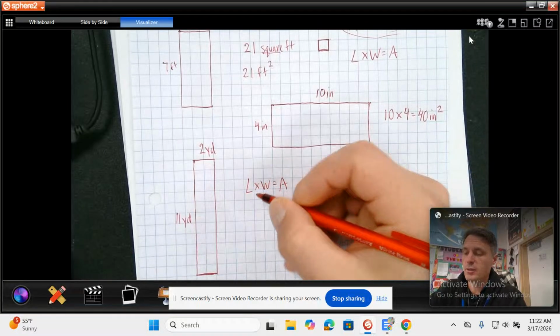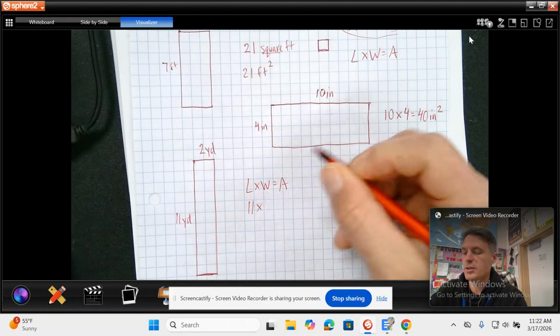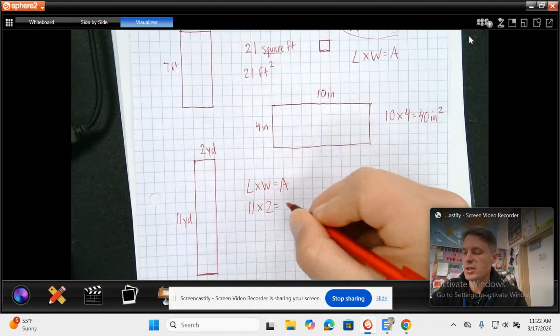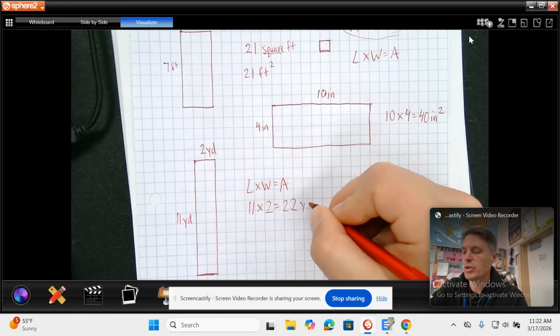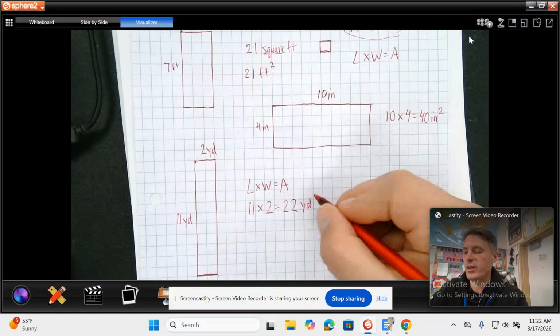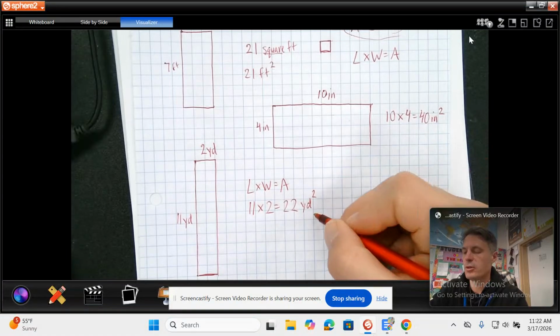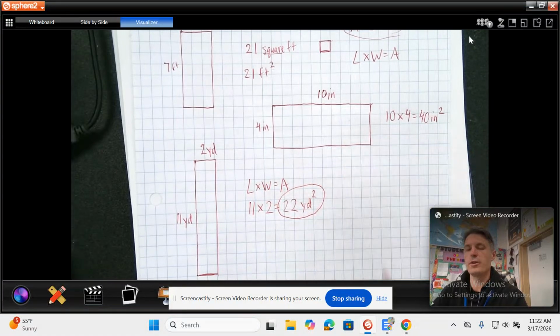So the length, we'll write that as 11 times the width is 2. And 11 times 2 is 22 yards. Since it's an area answer, we raise it to the second power. So it's 22 yards squared.